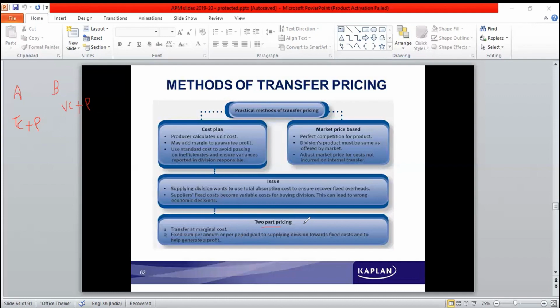That is two-part pricing. Another is market price based. When perfect competition exists, the price of the division's product must be the same as that offered by the market. Adjust the market price for costs not incurred on internal transfer. So these are the practical methods of transfer pricing.